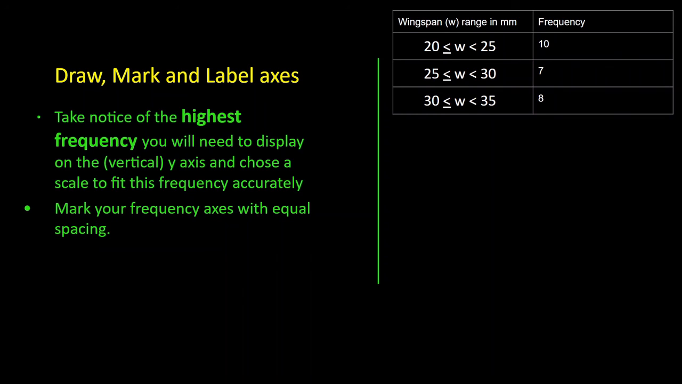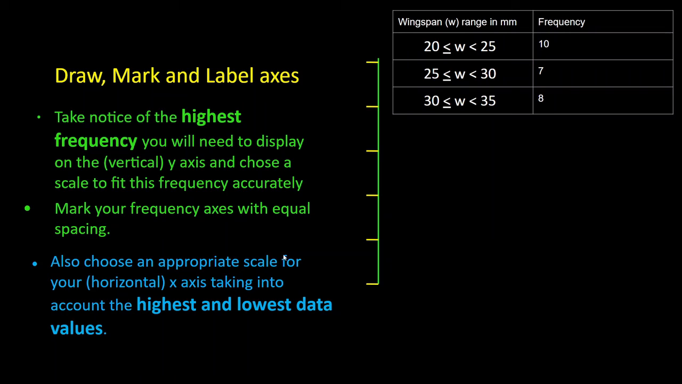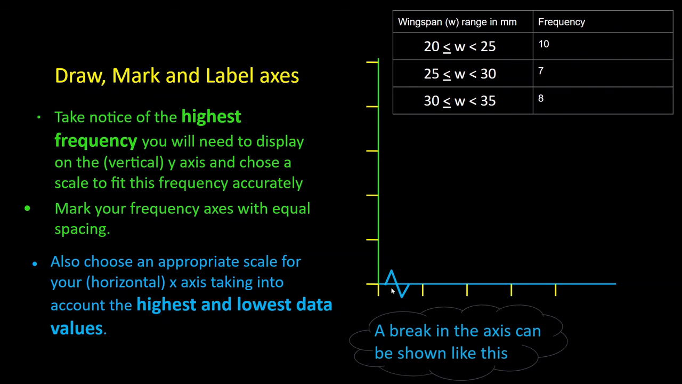When I'm labeling my axis, make sure that I equally space out my values. So every square or maybe every centimeter, I've made a marking on my frequency axis. I also need to choose an appropriate scale for my horizontal x-axis, taking into account the highest and lowest data values. Remember, these are my data values over here on this side. These are just my frequencies. So across my x-axis, I need values from 20 up to 35. Now it's strange to start my axis at 20 because I know my frequency starts at 0. So very often I'll put a little break in my x-axis to show that I'm not starting at 0.